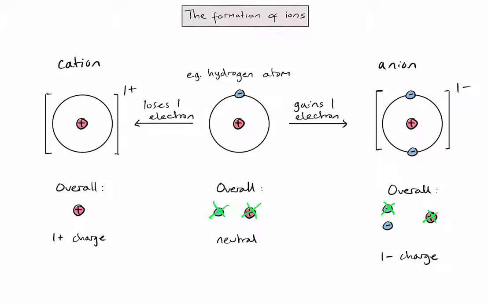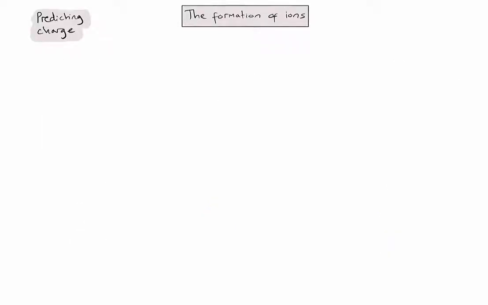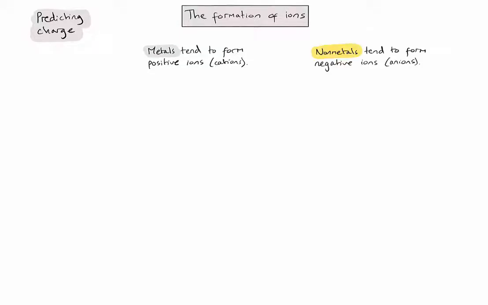Let's now identify some key points for predicting which ions will be formed by which atoms. In order to predict the charge of an ion formed by an element, there are 3 general rules that are useful to know. The first one is that metals tend to form positive ions, and the second that non-metals tend to form negative ions. The simple reason for this is related to electronegativity, and metals tend to have low electronegativity values, so they're not very good at holding on to their electrons. They are more likely to lose them during a chemical process.